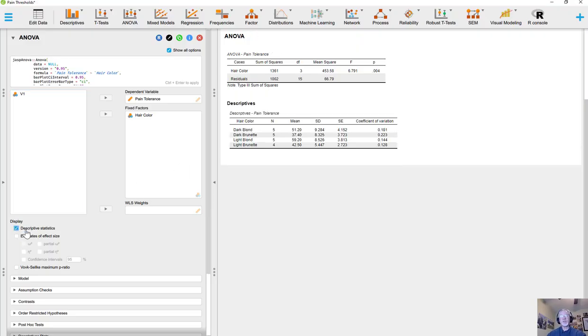We need to see the descriptive statistics because we do this F test in service of finding out if there are significant differences between these means. Since we rejected the null hypothesis with this analysis of variance, we are basically saying that at least one of these means is different from another.